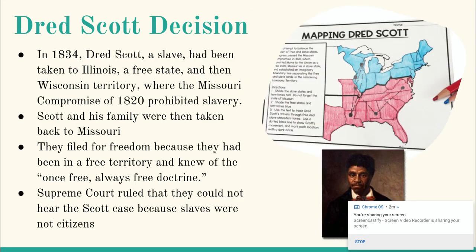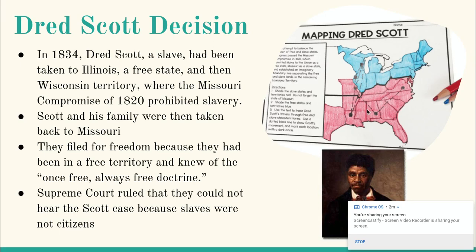All right, another cause of the Civil War is the Dred Scott decision. So Dred Scott was a slave. He was born a slave. He was taken to Illinois, which was a free state. Before he was in Illinois, and you can look at the map here, he was in all of these different slave states. So he was in the red here. The red shows you the slave states.